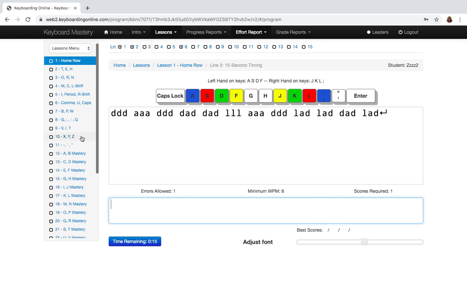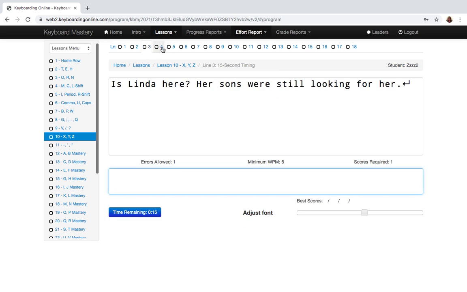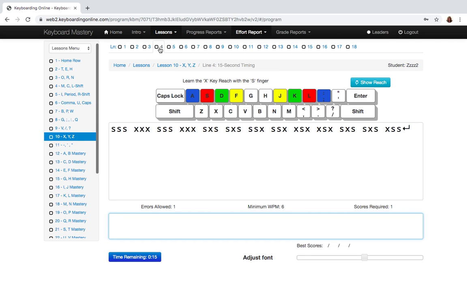In lesson 10, we're learning X, Y, and Z. Perfect way to end our lessons. So when we take a look, again, just like all other lessons, we begin with a 15-second timing for warm-up on lines 1, 2, and 3. When we come to line 4, there's our keyboard, and we know that we're learning a new key. Learn the X key reach with the S finger.